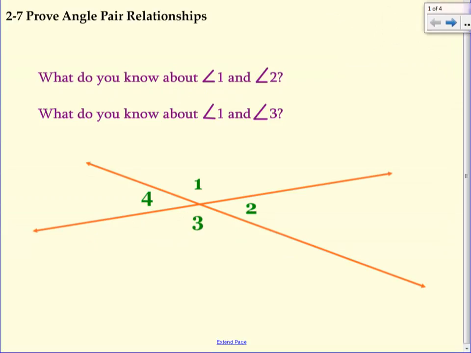Okay, so we're looking at angle pair relationships, and we've talked about all of these before. So let's review. What do you know about angles 1 and 2? Anything at all? What's one thing? They are supplementary.